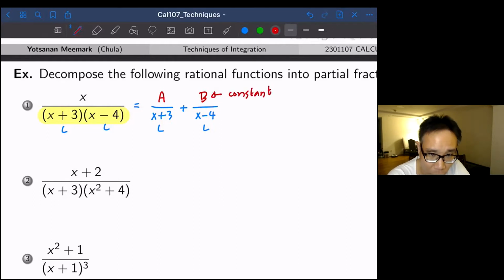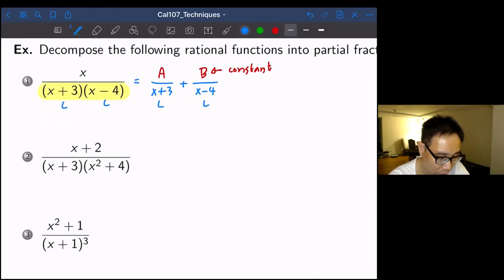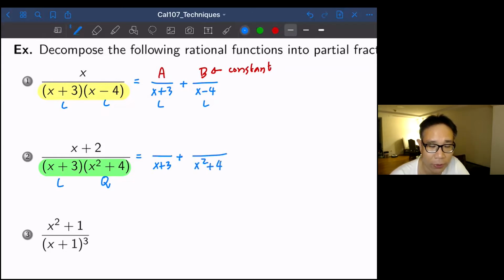And this one is the decomposition. Okay, and the next thing that we're gonna do is you just solve for A and B. The second one, if you take a look at the denominator, you have linear for this term and you have quadratic for this term. So when you decompose this one, you have x plus 3 and you have x squared plus 4.